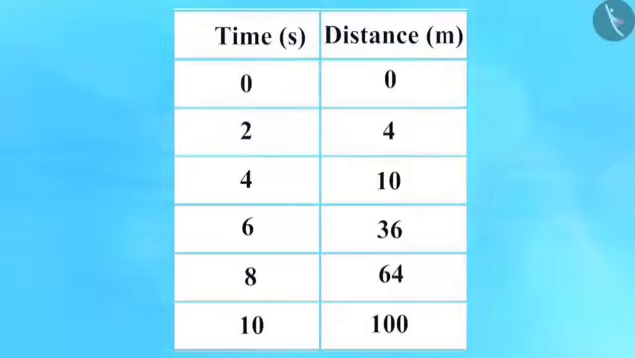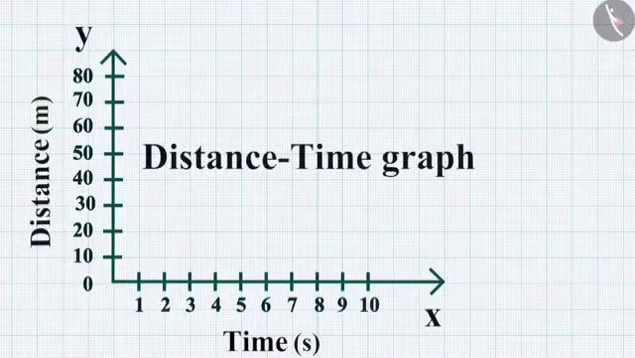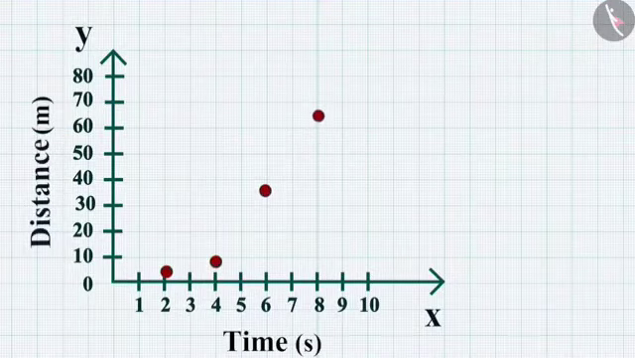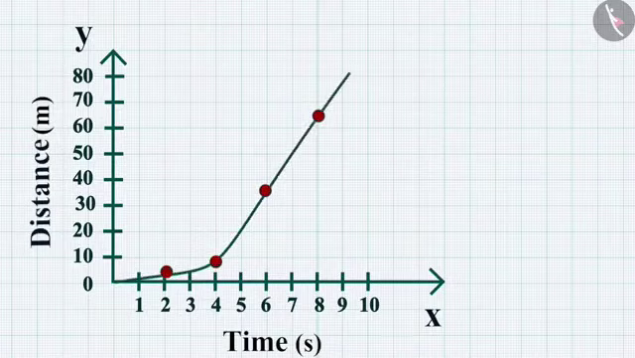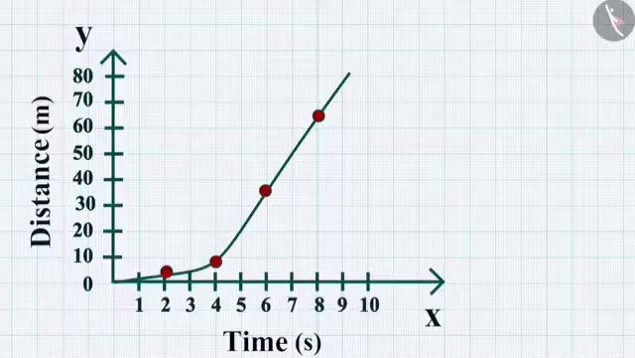Given here is a table which shows the distance covered by the car in the respective time interval. Can you plot the graph using the data in the given table? Once you plot the points, your graph will look like this. The nature of this graph shows non-linear variation of the distance travelled by the car with time. Thus, the graph shows the motion of an object with non-uniform speed.